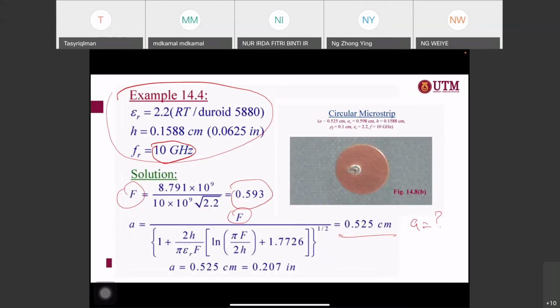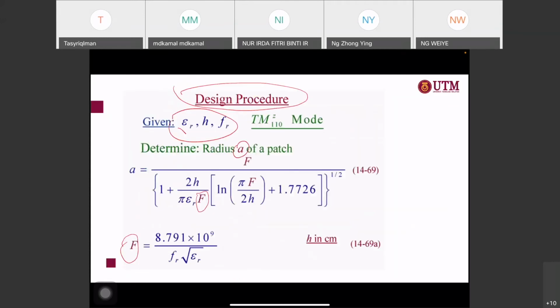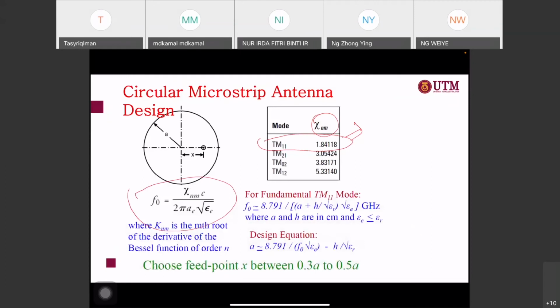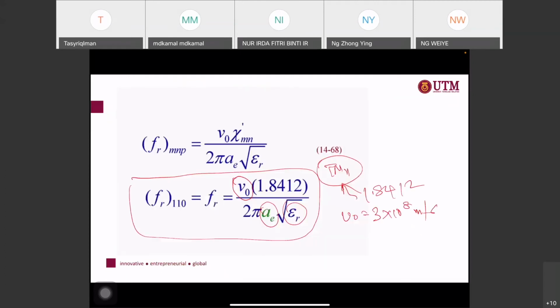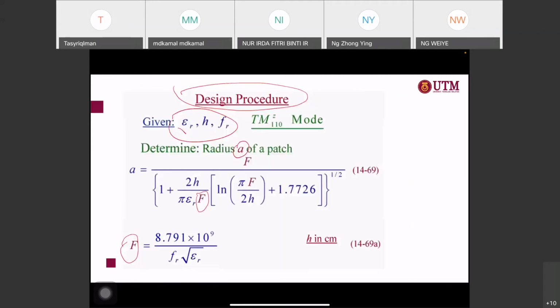So the A here is 0.525 centimeter, where your A effective is getting the value of 1. You have A here, so you can find the A effective here as well. So you can find it from this A effective through this particular equation.